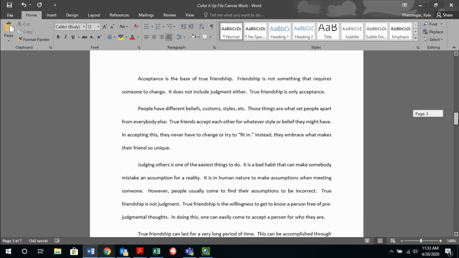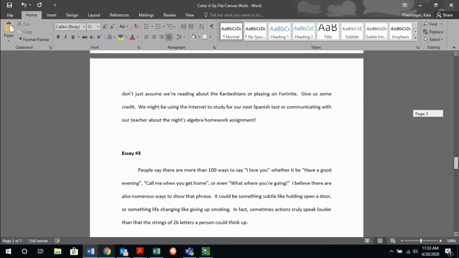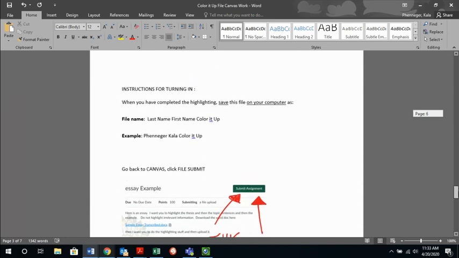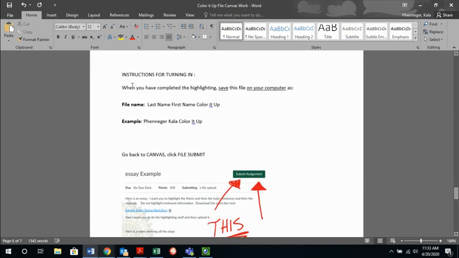There are 1, 2, 3 essays for you to read through and highlight, and then you'll be turning it in to me through Canvas. There are instructions down here that tell you how to turn it in. It says when you've completed the highlighting, save this file on your computer as your last name, first name, then color it up. In my example, looks like this. Kuniger Kayla, color it up.